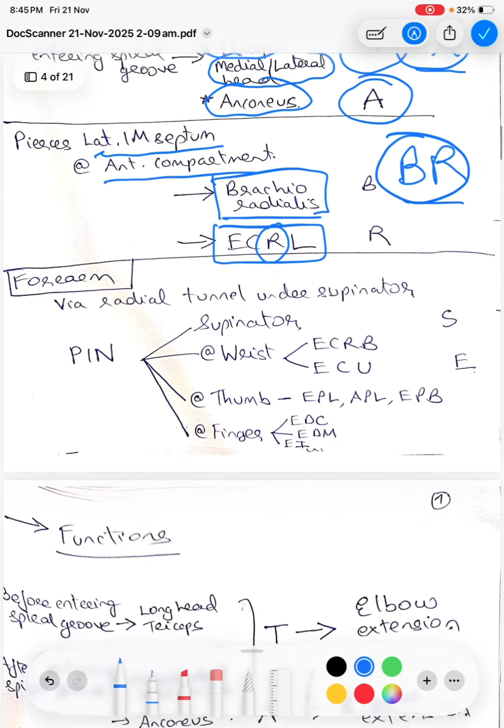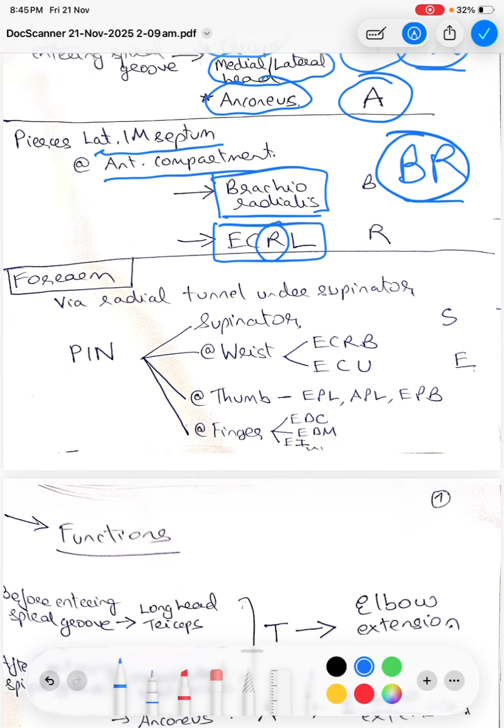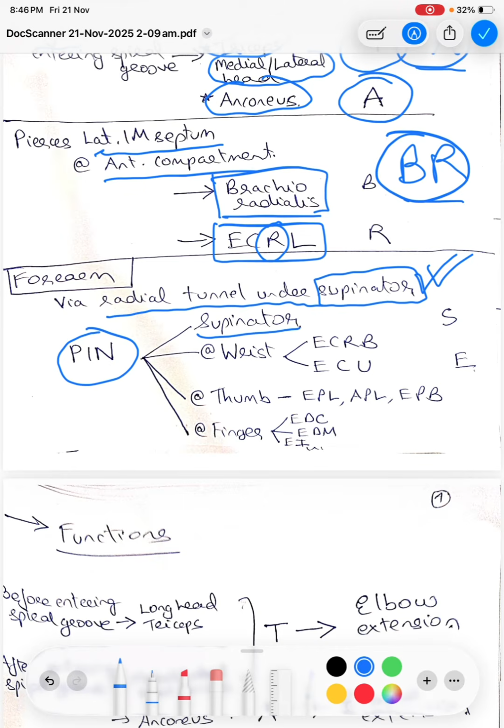Okay. Now going distally, right now we are discussing the muscular supply. So distally, SRN, superficial radial nerve, is pure sensory. So we are going to discuss PIN only. In the forearm, it divides at the lateral epicondyle. Then PIN passes via the radial tunnel under the supinator, and it supplies the supinator muscle.